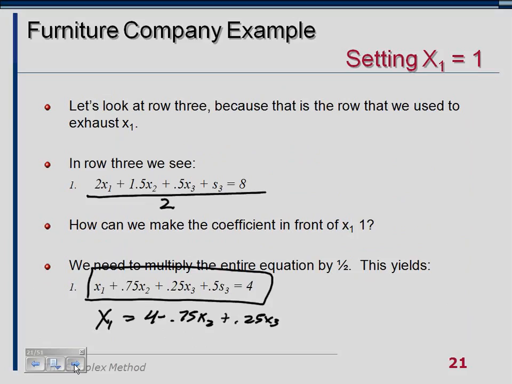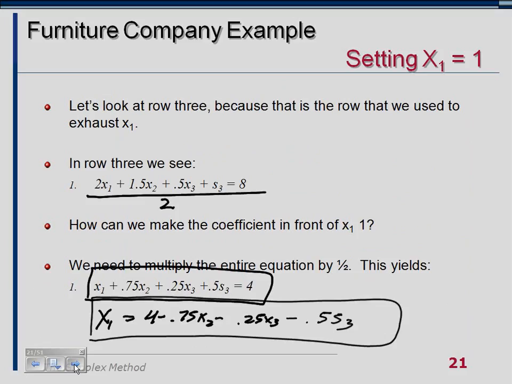minus 0.25 x3 minus 0.5 s3, right? So we're right back to where we were just a moment ago, okay? So that's how we get a coefficient of 1 in front of x1, the variable of interest. I simply just divide out by the coefficient in front of that variable, right? So not rocket science. Good?